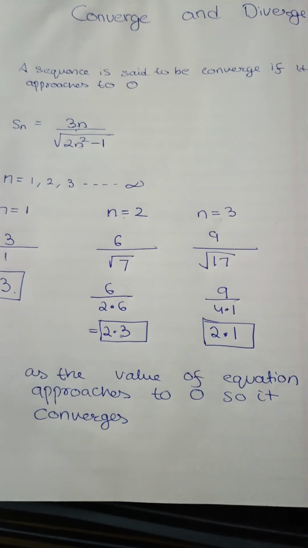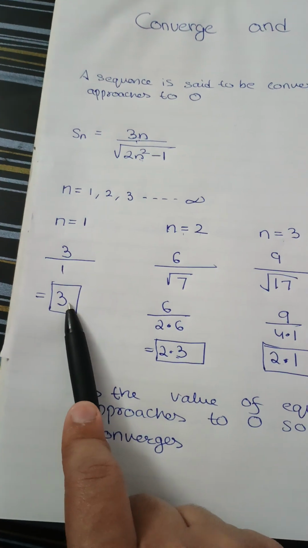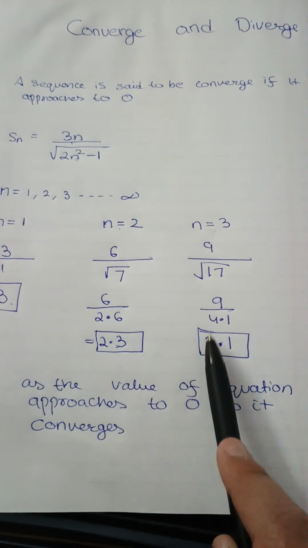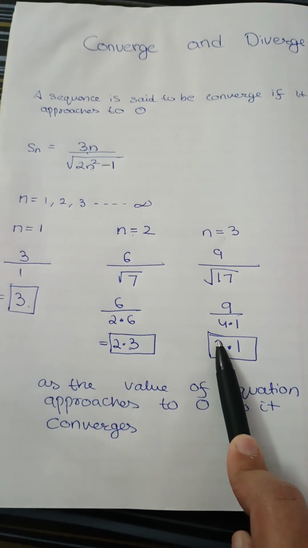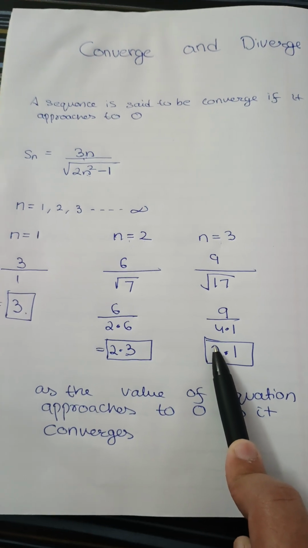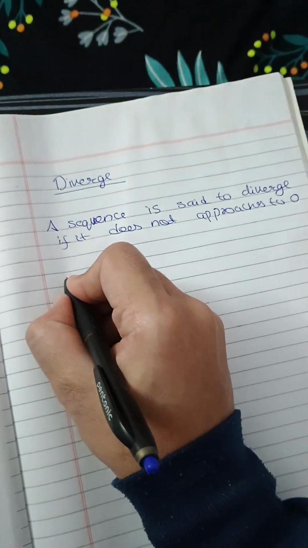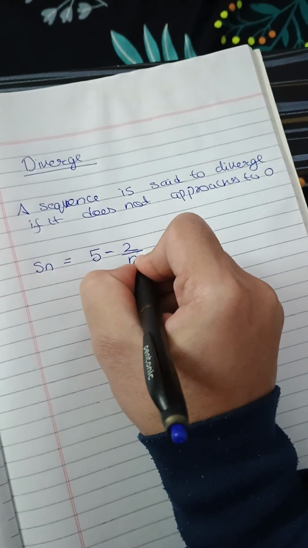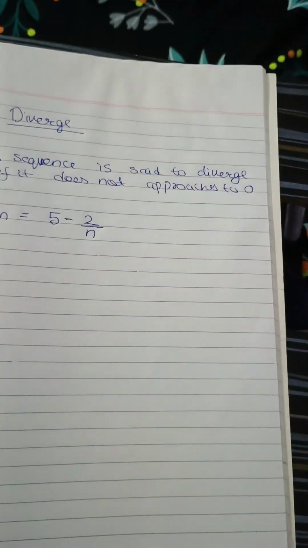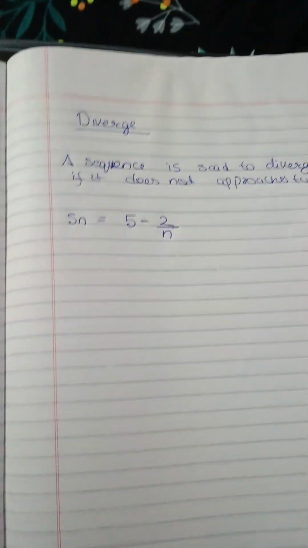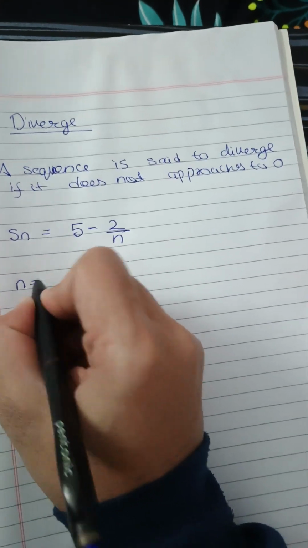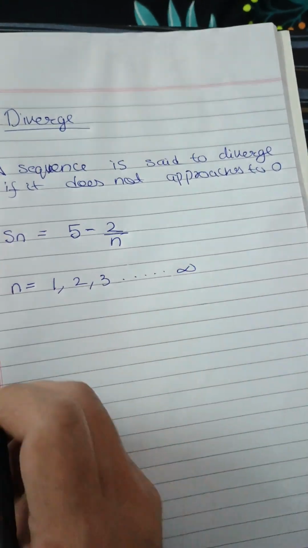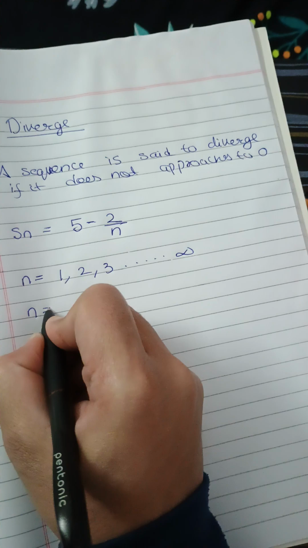But in diverge it's the opposite. Suppose we got 3 here in diverge, we will get 3.1 here, 3.2 here, or 4 here, or 5 here. We will say that the equation does not approach 0, so it is a diverge. Let us take an example. Suppose the sequence is 5 minus 2 upon n. We will consider n as any positive number till infinity. So we will put the value of n and check it.